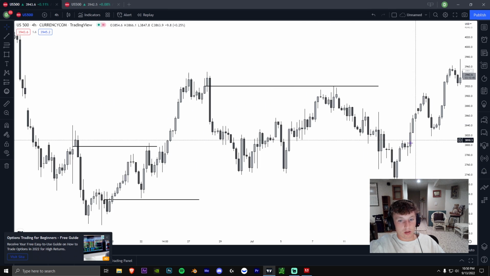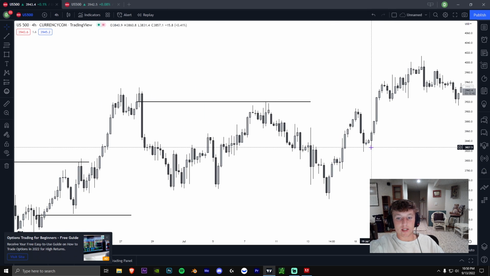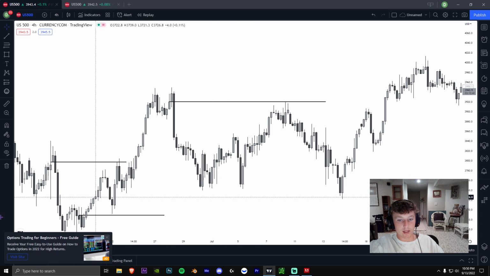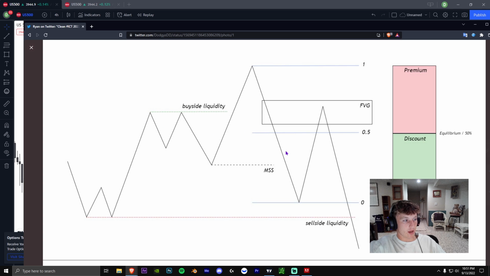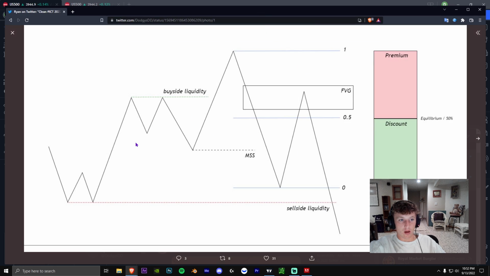Okay, so the next thing we're going to go over is when do you take these fair value gaps and these order blocks. I'm actually going to go to my Twitter. As you guys can see, this is the model I look for. I like to look for these equal highs, which is buy side liquidity, and this is a bear setup, so once we hit liquidity or go over equal highs, I like to look for this setup, and I like to target sell side liquidity.